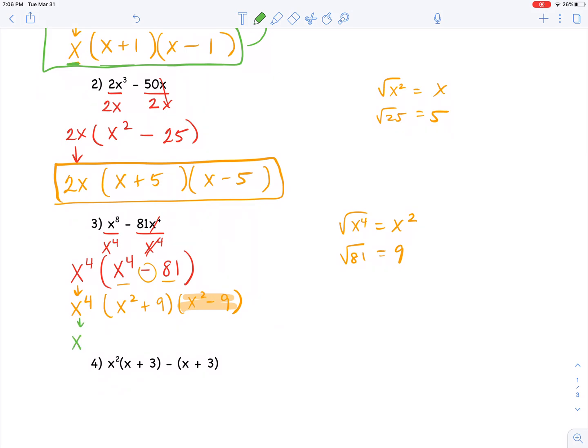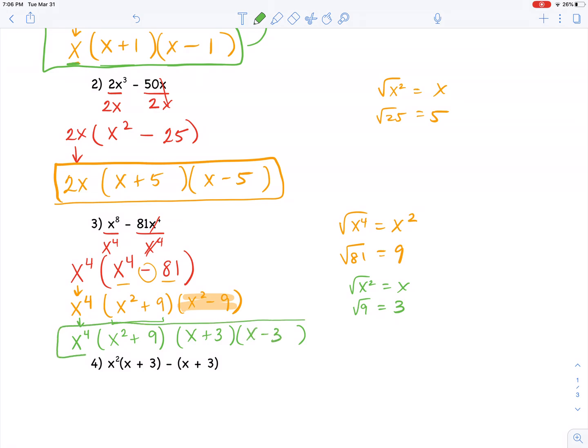So here I would bring down the x to the 4th. I'm bringing down the binomial that had a plus sign there because that's not a difference of two perfect squares. And now the x squared minus 9 is going to break down into two further factors. Square root of x squared is x, square root of 9 is 3, and that's x plus 3 and x minus 3. So in this example, our final answer is actually 4 factors. That GCF in the front still x to the 4th, and then 3 binomial factors.